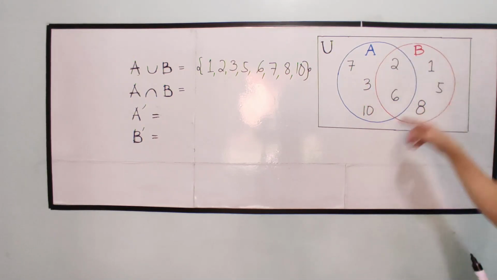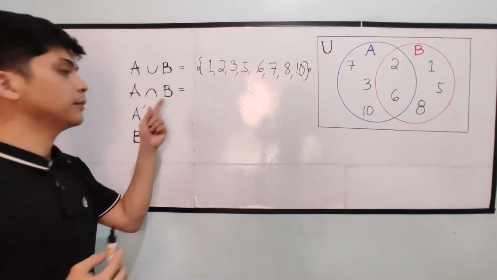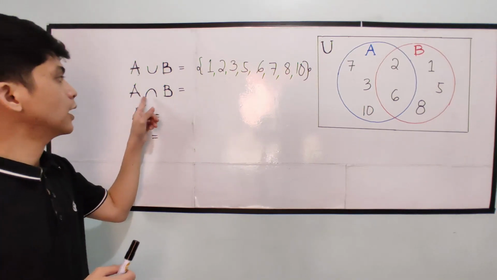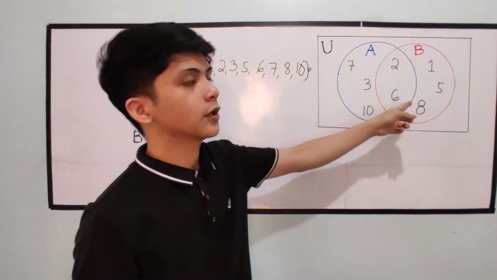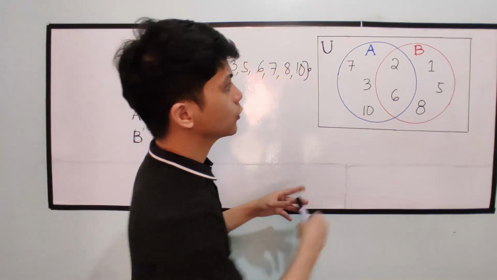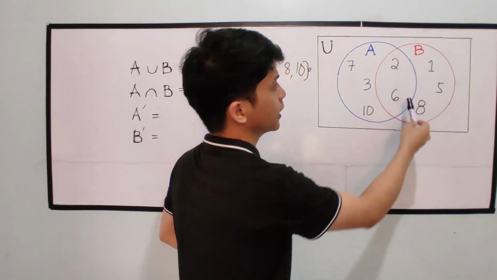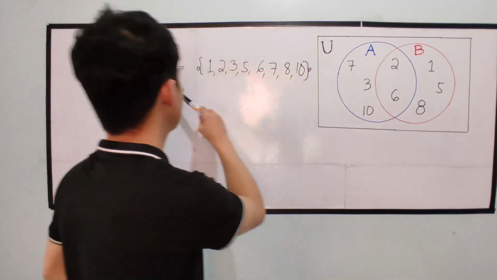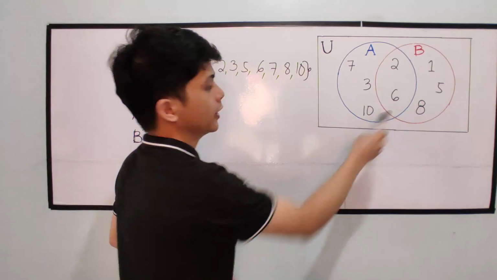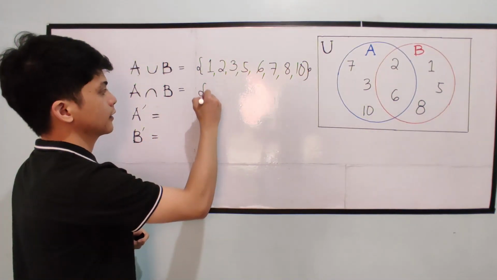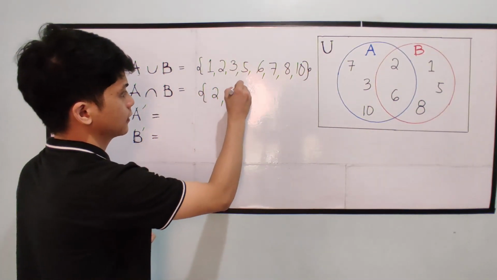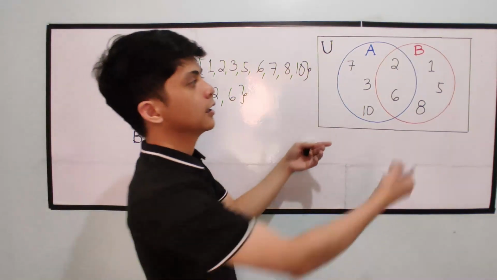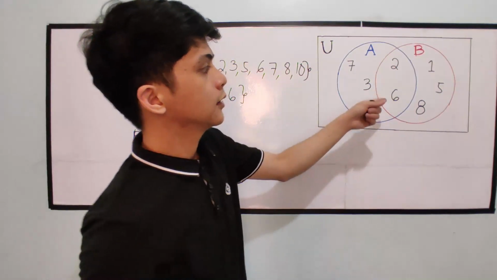Okay, ito. And then, para sa second problem natin, yung intersection naman. So, ito yung mga elements na nasa loob ng intersection ng dalawang circle na to, ng ating A and B. Okay? So, itong region na to, dito sila nagkasalubong yung dalawang circle, yung dalawang set natin. So, ibig sabihin yung sagot dito is itong 2 and 6 lang. Okay? Yun yung ibig sabihin ng intersection. So, yung literal na intersection ng dalawang set.